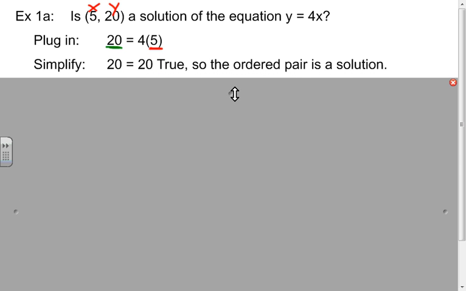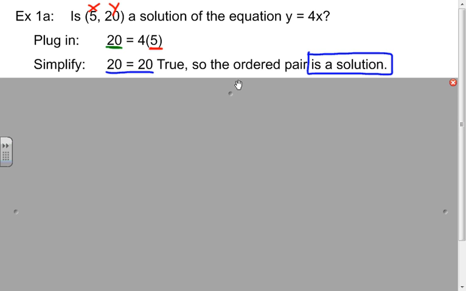4 times 5 is 20, so I get 20 equals 20. That is a true statement. So the ordered pair is a solution. Remember, that's what we were trying to find out. The question says, is that a solution? And we found out, yes, it is.